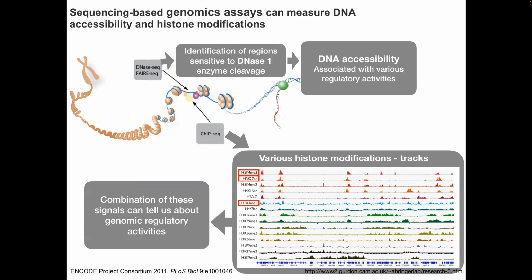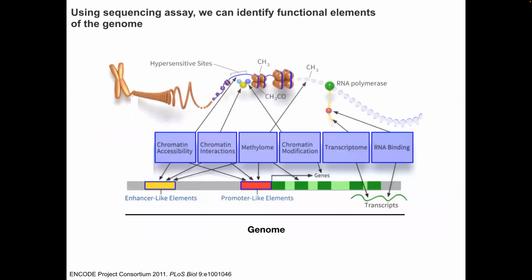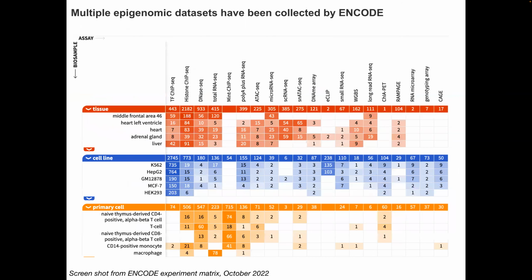For example, a specific combination of signals from these three tracks can signify promoter and active enhancer regions in the genome. Essentially, by analyzing these signals from different tracks for a cell type or a tissue, we can obtain a clear picture of its genomic functional elements such as active enhancers and promoters.